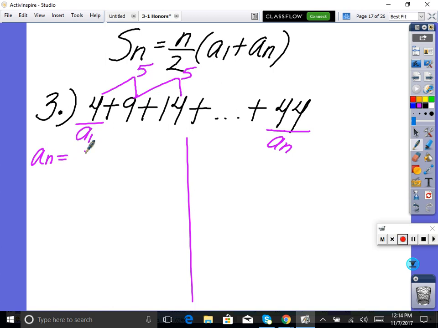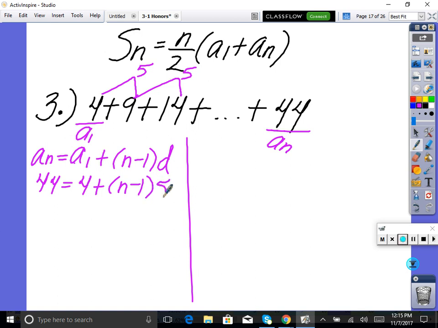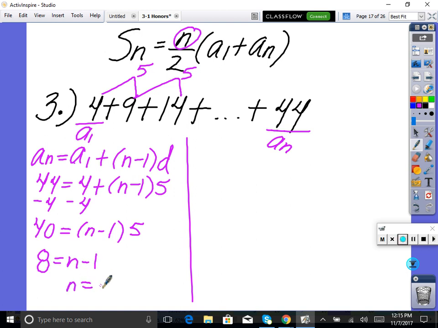So a sub n is our explicit formula, a sub 1 plus n minus 1 times d. Let's put in everything we know. We know our last term that we're looking for is 44. It is equal to a sub 1, which is 4, plus n minus 1 times the common difference of 5. We're trying to solve for n, because then we can plug it into our formula. So we'd subtract 4. 40 is equal to n minus 1 times 5. We would divide both sides by 5. 8 is equal to n minus 1. So n equals 9.